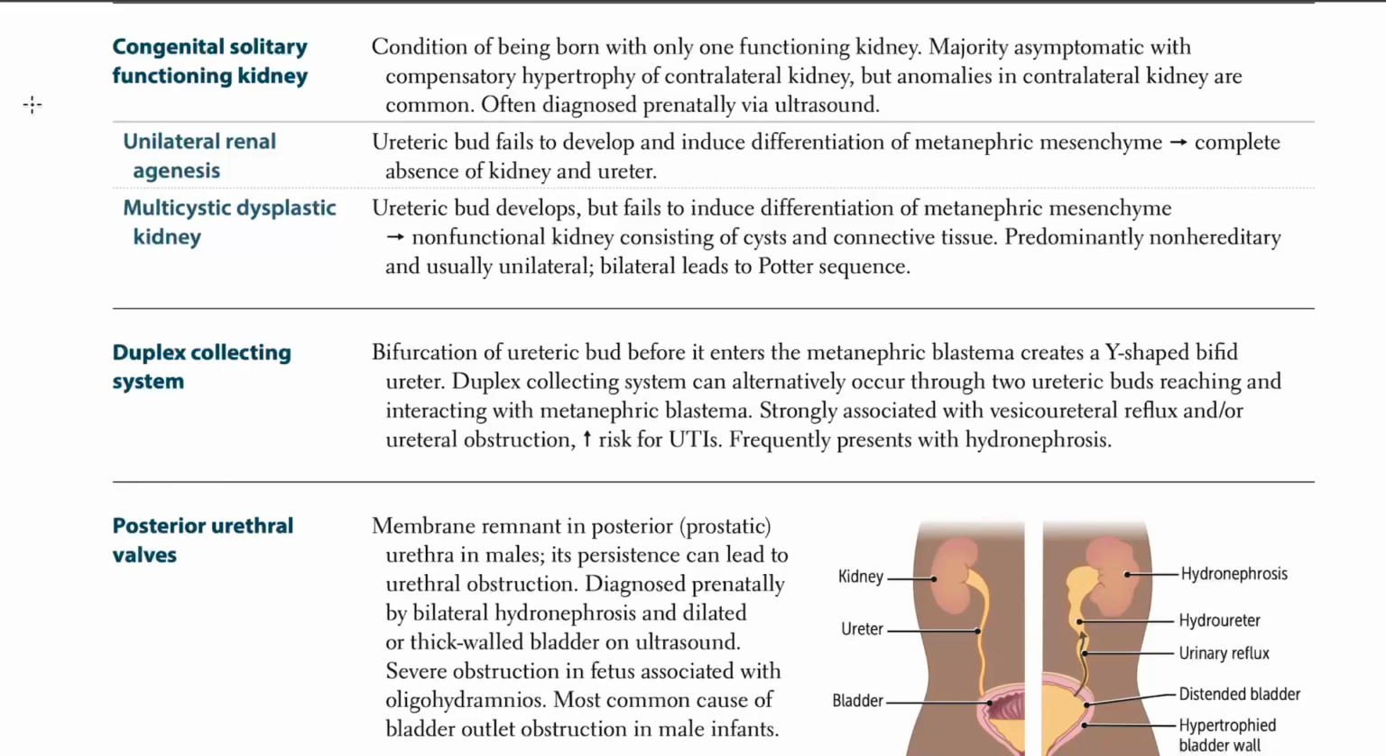Let's talk about congenital solitary functioning kidney. It's a condition of being born with only one functioning kidney, majority asymptomatic, with compensatory hypertrophy of the contralateral kidney. Because you're born with one kidney, you're asymptomatic because one kidney is functioning normally. But there is going to be a hypertrophy of the contralateral kidney.